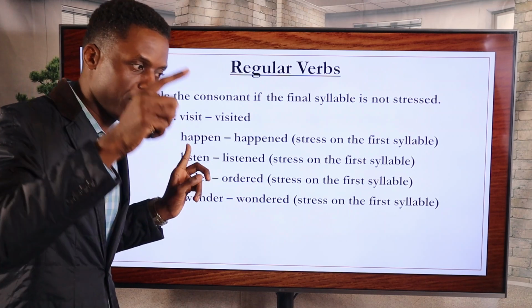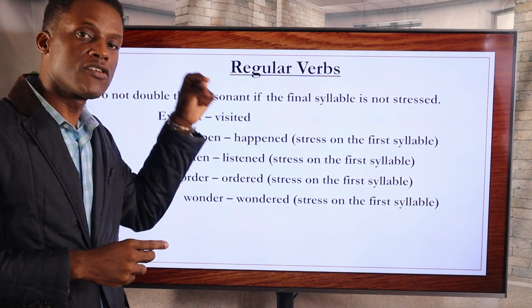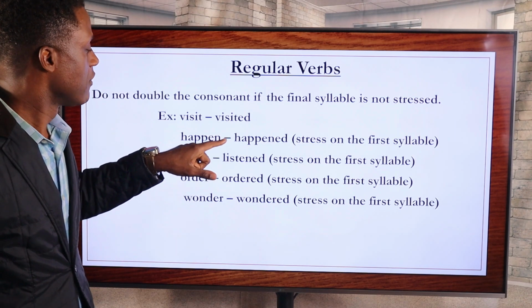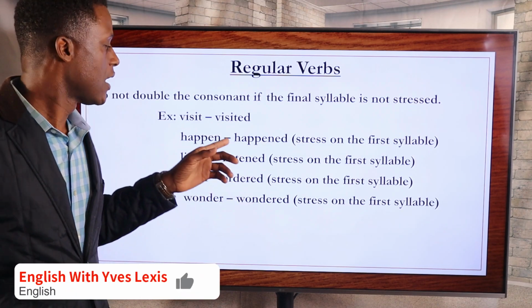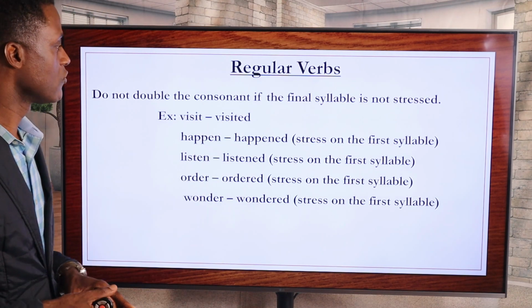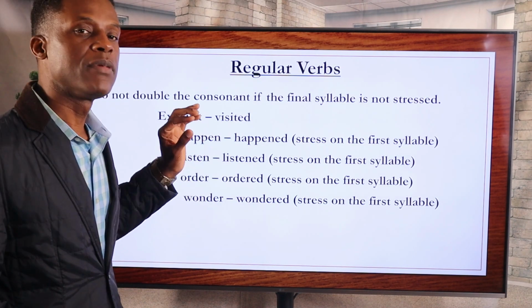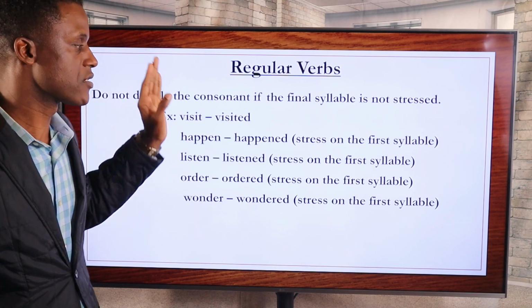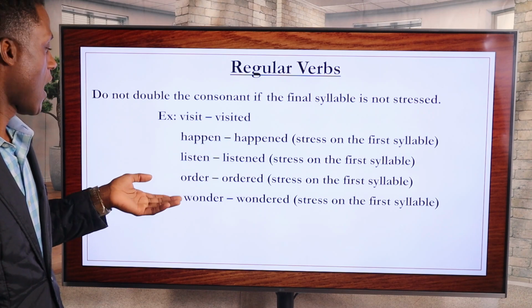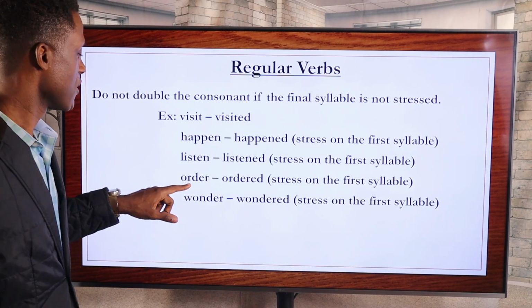Happened. Okay, the stress is on the first syllable. Therefore, all I have to add for the past tense is just ed. I don't need to double the final consonant. Why? Because the stress is on the first syllable, not on the second. Isn't that interesting? I find it very interesting.